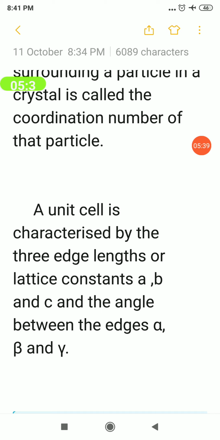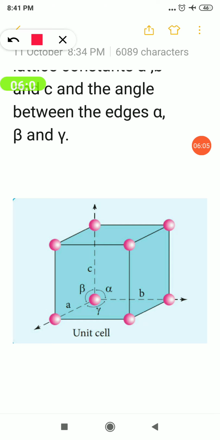I told you every unit cell is considered as a cubic box. Then we must know about the parameters of a unit cell, that is, what properties a unit cell has. Every unit cell is characterized by two different things. One is edge length, and the other is the angle between the edges. The edge lengths are taken as A, B and C. Look at this: this is one edge length, second edge length, and third edge length, A, B and C. And the angles between the edges are alpha, beta and gamma. So these two are the parameters for a unit cell: the edge length and the angle between the edges.